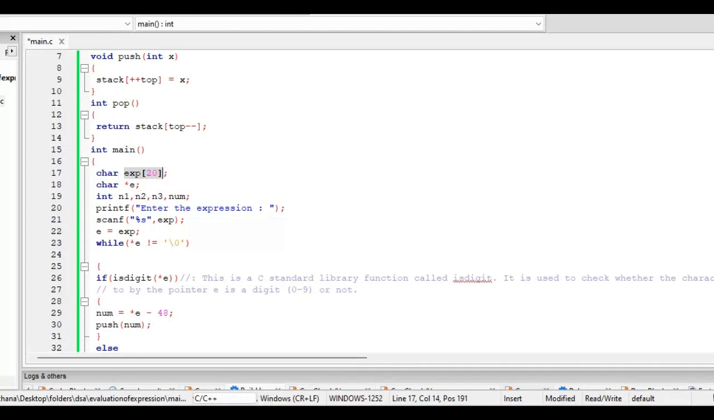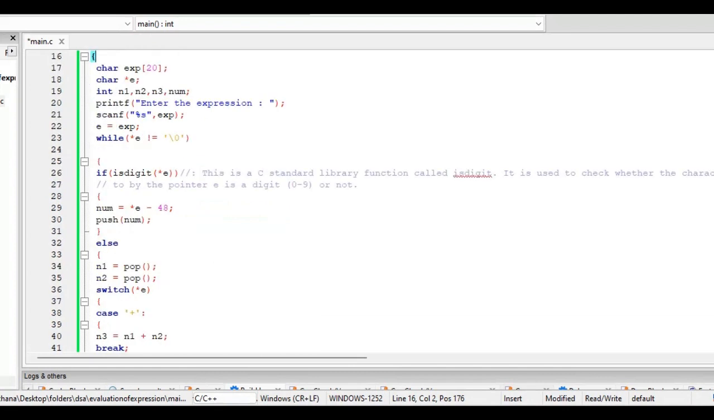Okay, next is the char pointer variable. Why are we saying pointer variable? Just because it holds the address, so we are giving only a single character to hold, and we are not mentioning any number of characters it must hold. Okay, and then int n1, n2, n3 and num. What is the value of these, and what is the meaning of these? Let me show you the meaning of these variables further on.